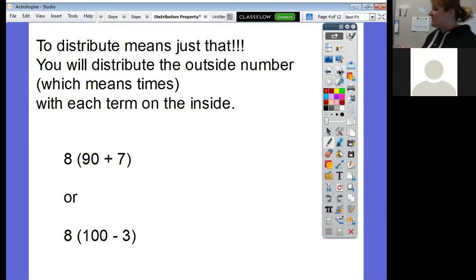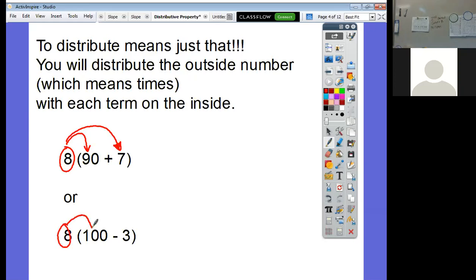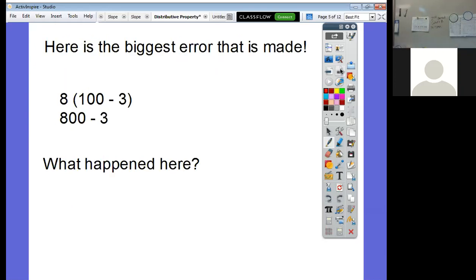All right, so when we distribute in math, we are distributing this outside number with each term on the inside. And when I say distribute, I mean multiplication. All right, so let's take a look.